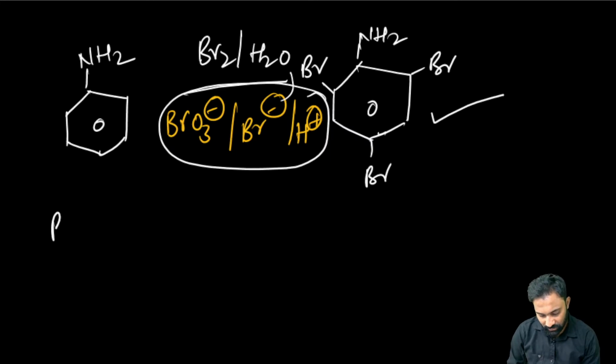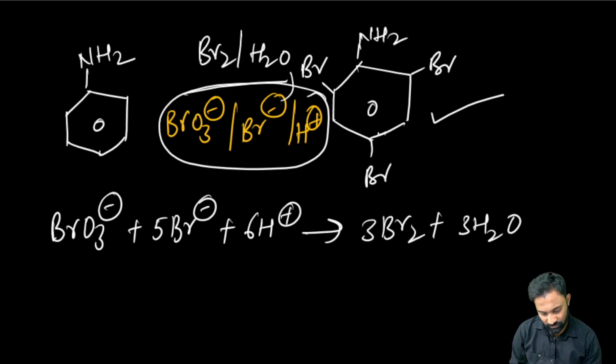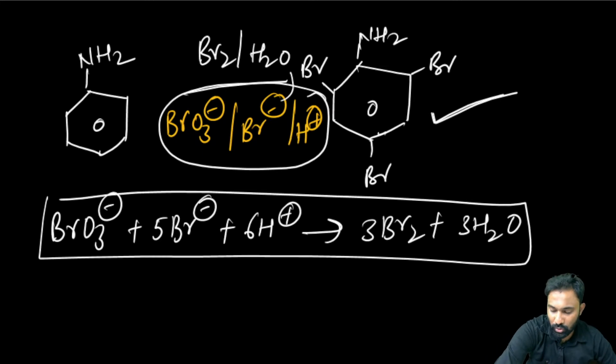Now this reagent works in this manner: BrO3 minus plus 5 moles of Br minus plus 6 moles of H plus leads to 3 moles of Br2 plus 3 moles of H2O. Clear? 3 moles of Br2 and 3 moles of H2O. The same reagent, it will be in this manner. So you have to be very careful whenever this type of reagent is given also. You will get the tri-substituted product only.